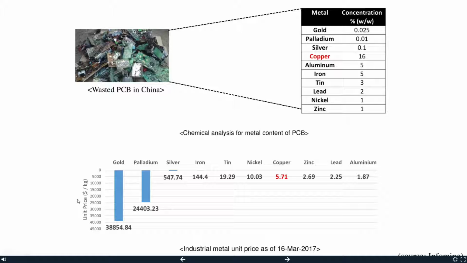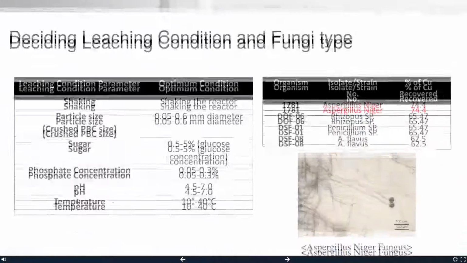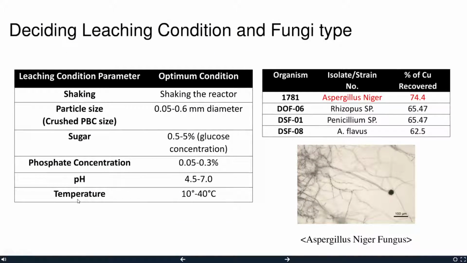Also, I tried to calculate the monthly revenue by using the copper unit price here. Since extraction efficiency is highly affected by the leaching conditions, we decided on 6 leaching condition parameters with the optimized range, and we also decided on the type of fungi having the highest recovery rate from the experimental scale reference.